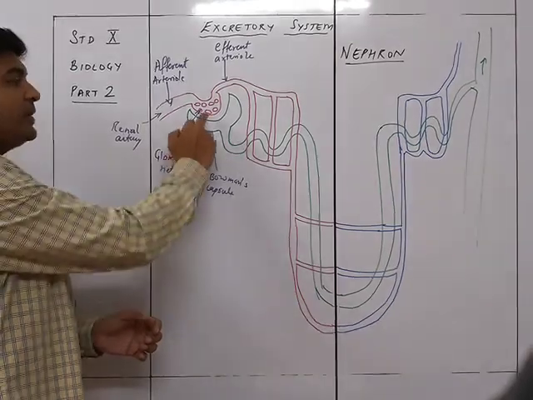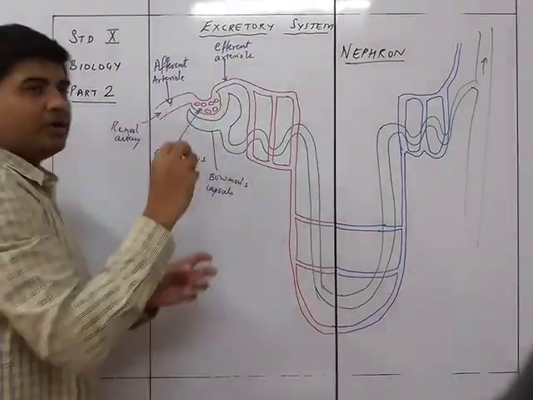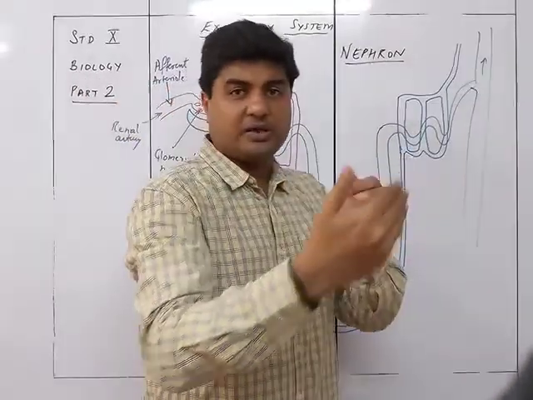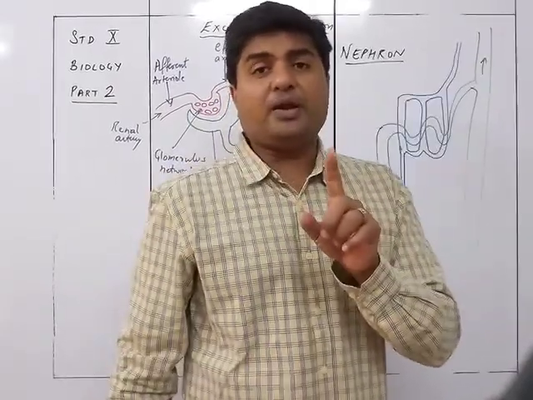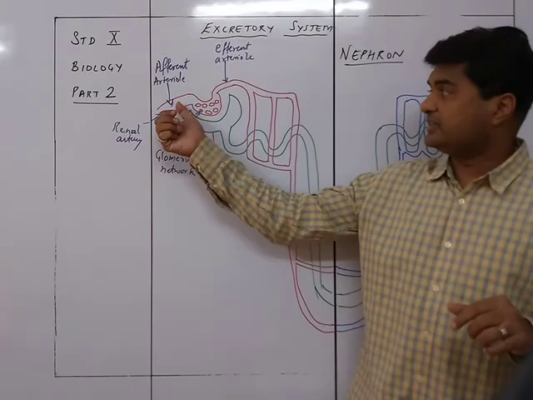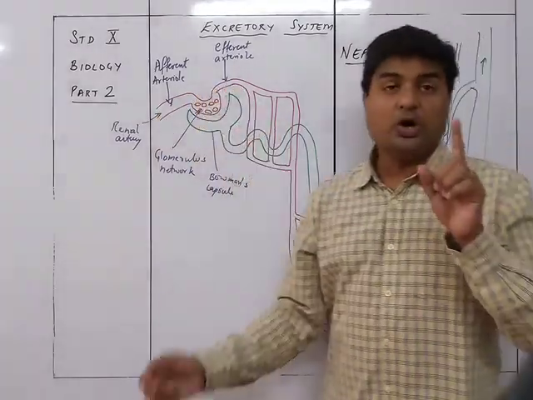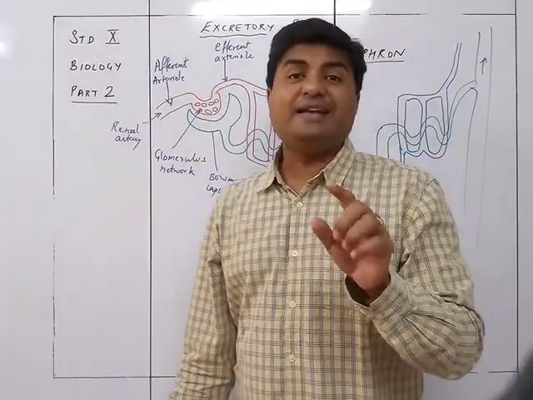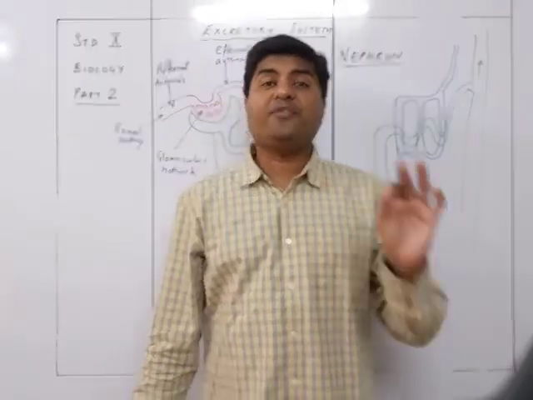And after this glomerulus network, the efferent arteriole is going to go further, and that particular arteriole is narrower than this one. You can see this is broader and this is narrower. So the efferent arteriole is narrower than the afferent arteriole.